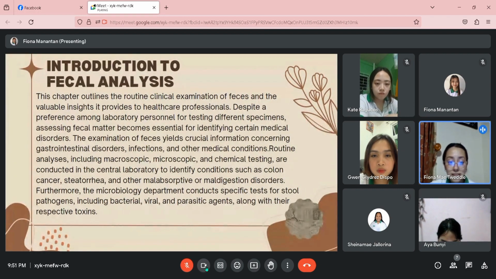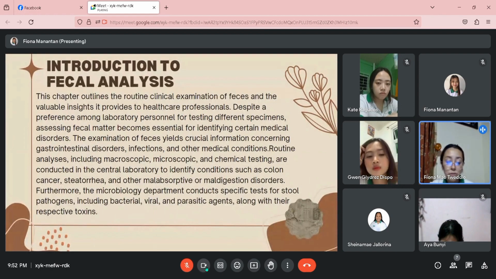Routine analyses include our macroscopic, microscopic, and chemical testing, which are conducted in the central laboratory to identify conditions such as colon cancer, steatorrhea, and other malabsorptive or maldigestion disorders. Furthermore, the microbiology department also conducts specific tests for stool pathogens, which include bacteria, viruses, and parasitic agents, along with their respective toxins.